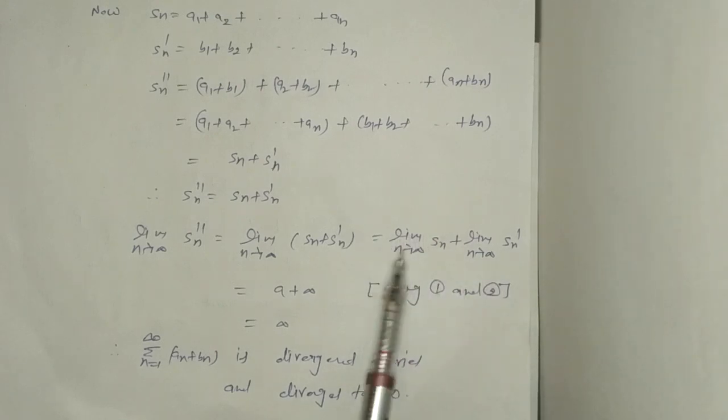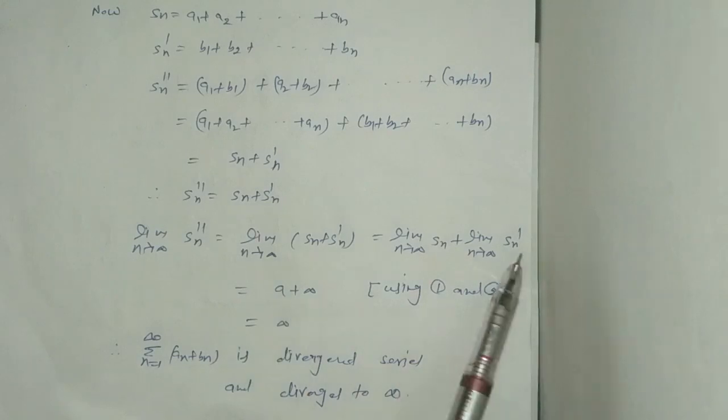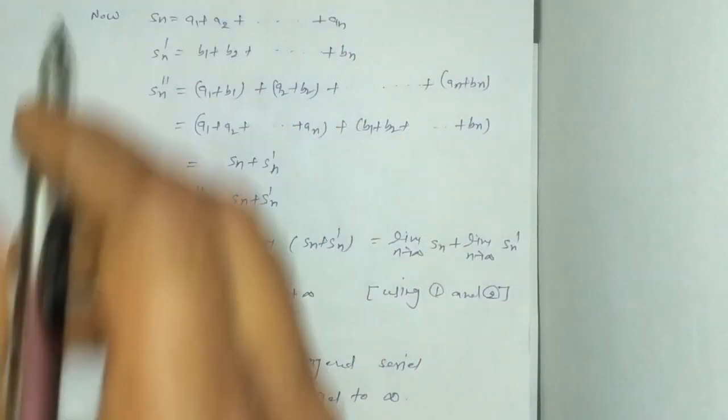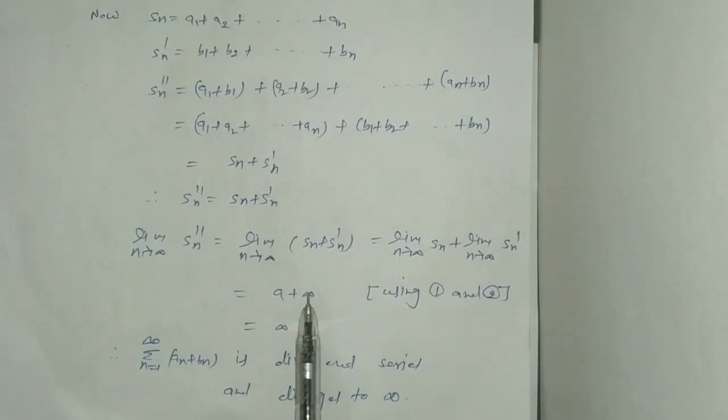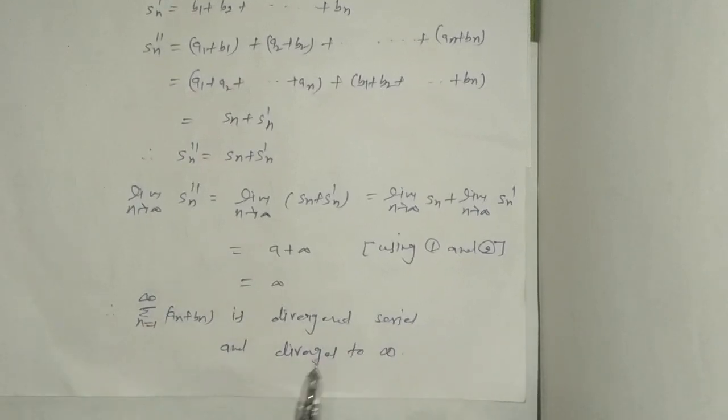That limit sn is equal to a, and that limit sn dash is equal to infinity. So that is equal to a plus infinity, which is equal to infinity. This implies the series an plus bn is a divergent series, and it diverges to infinity.